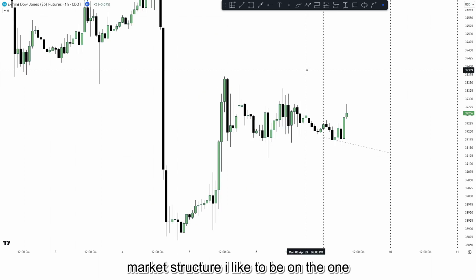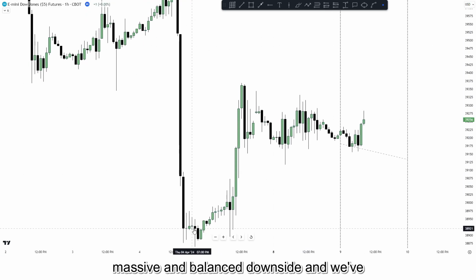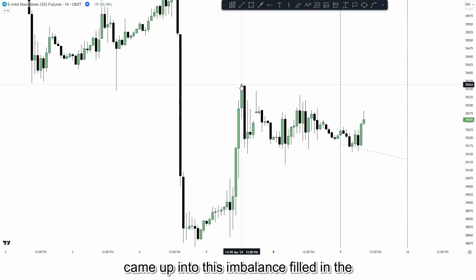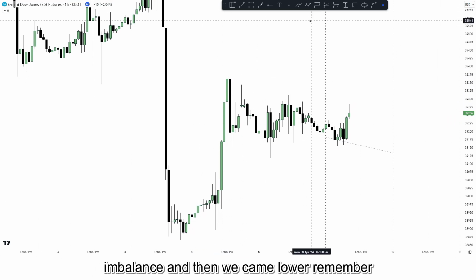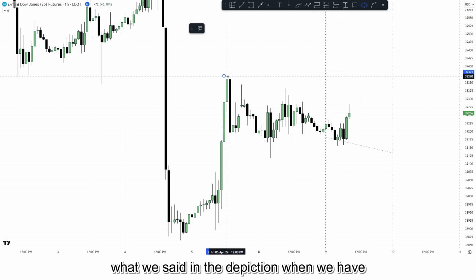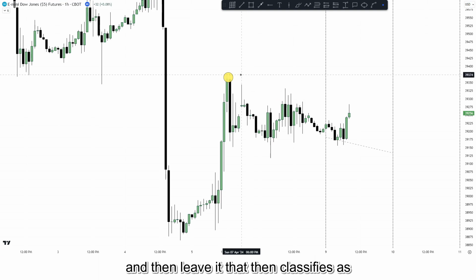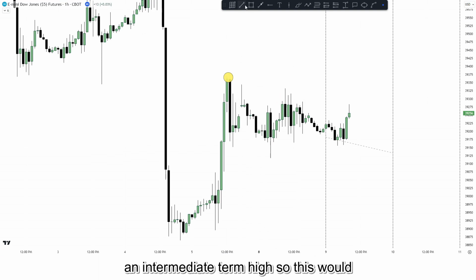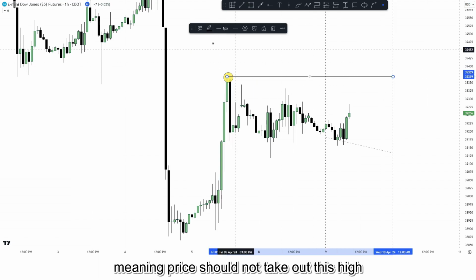When framing my market structure, I like to be on the 1 hour time frame. This gives me the highest probability swing highs and swing low points inside of the marketplace. So we can clearly identify that we've had this massive imbalance to the downside and we've come up into this imbalance, filled in the imbalance, and then we came lower. Remember what we said in the depiction. When we have an imbalance and we come back up into it and then leave it, that then classifies as an intermediate-term high.